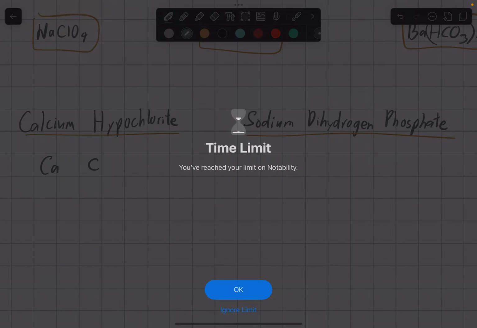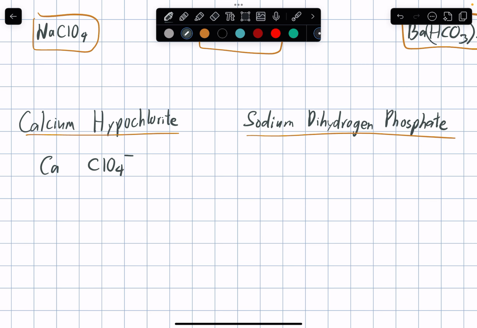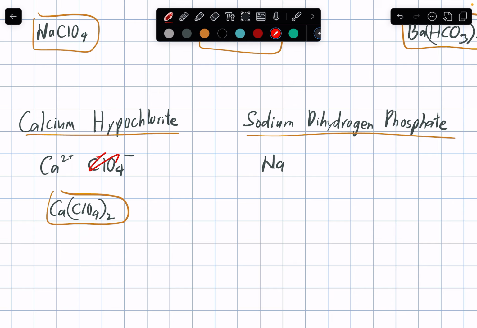Calcium hypochlorite. Okay, is this correct? Let me confirm. Oh, I made a mistake. Hypochlorite is supposed to be ClO, so Ca(ClO)2.